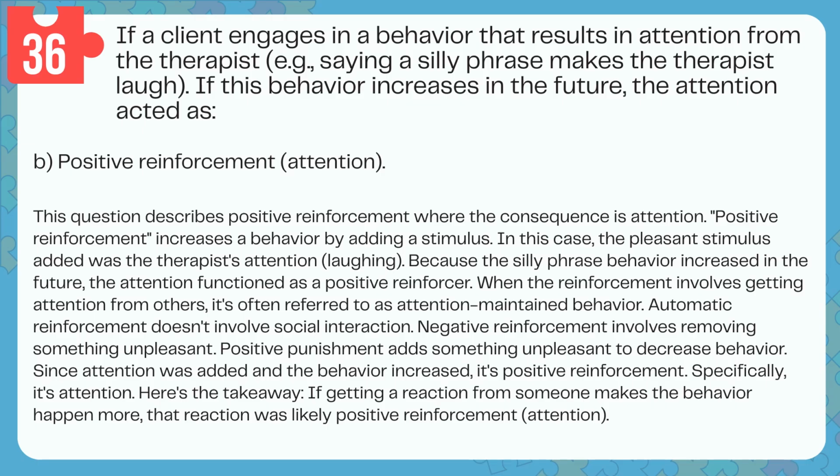Negative reinforcement involves removing something unpleasant. Punishment decreases behavior. Automatic reinforcement happens when the behavior itself produces the reinforcement. Example, flapping hands is reinforcing because it looks or feels good, not from another person providing an item. Since something desirable was added and the behavior increased, and it's gaining a tangible item, it's positive reinforcement. Tangible. Remember, positive reinforcement adds something good, and if it's a toy or item, it's often called tangible reinforcement.